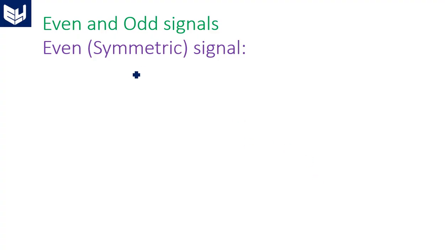Now coming to the last classification, even and odd signals. Even and odd signals. So even signal also known as a symmetric signal, and odd signal also known as an asymmetric signal or non-symmetric signals. Okay. So first let us see the even signal.